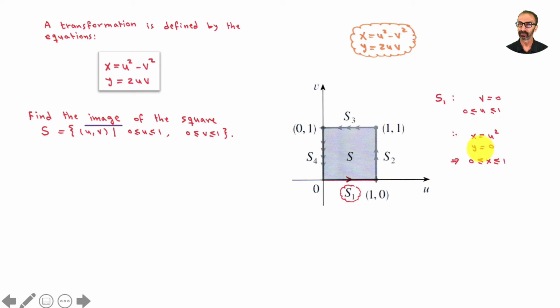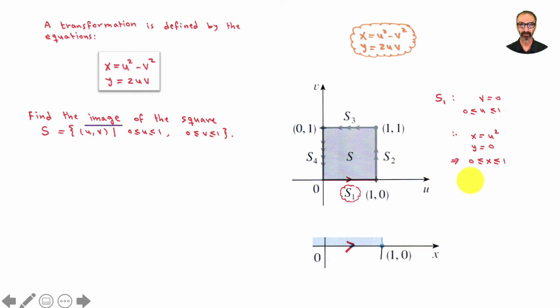Y is 0. The way it changes from 0 to 1 follows u squared, meaning it changes the speed as you go, but still it's a line segment, as you could see. This is x and this is y. Y is 0 and x takes values from 0 to 1 because u goes from 0 to 1. That's the first segment. It doesn't always look the same, so let's take care of S2.